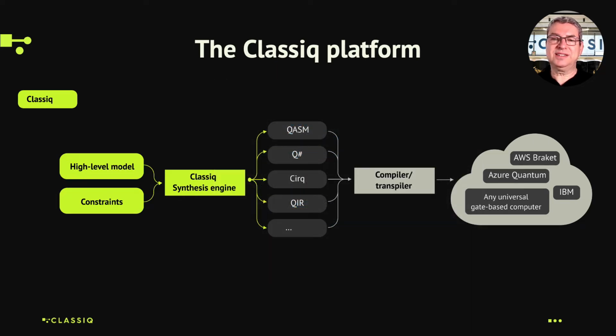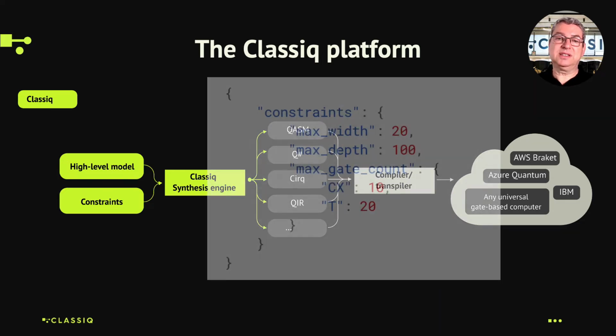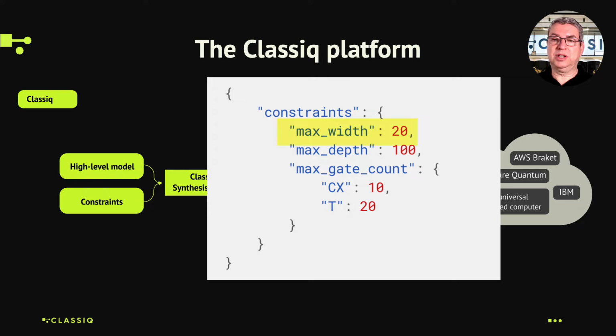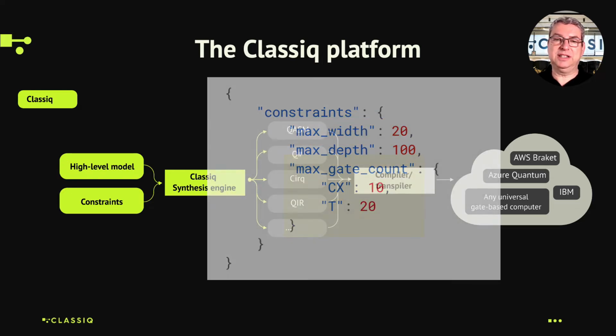The constraints tell the Classiq platform what is important to the designer. For instance, a constraint might be that the circuit should not use more than 20 qubits, or that it should use a particular set of native gates.